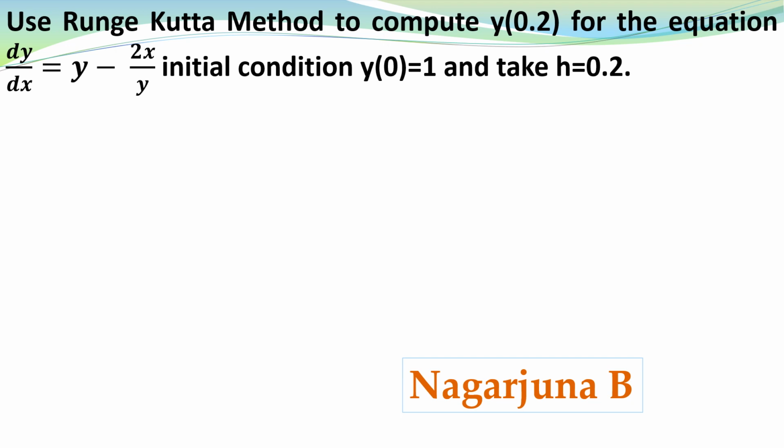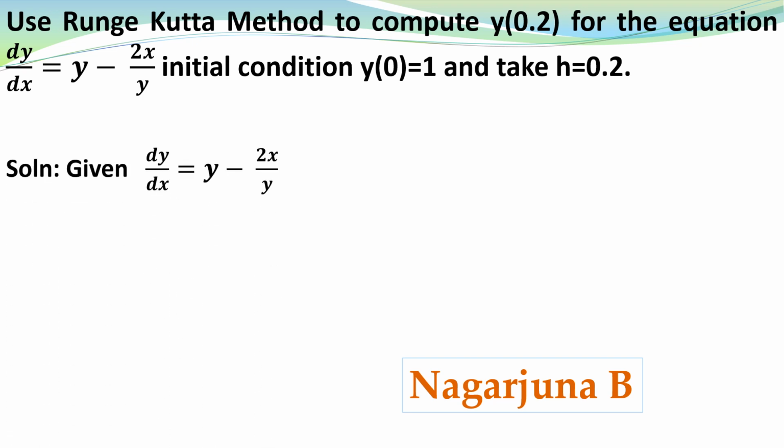Use the Runge-Kutta method to compute y of 0.2 for the equation dy by dx is equal to y minus 2x by y, with initial condition y of 0 is equal to 1, and take h is equal to 0.2.